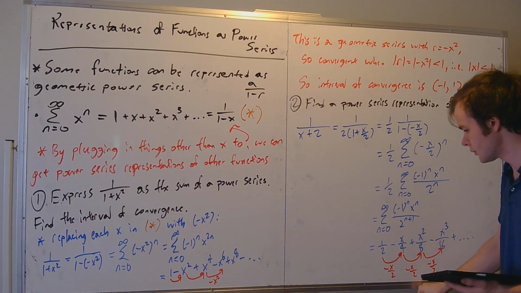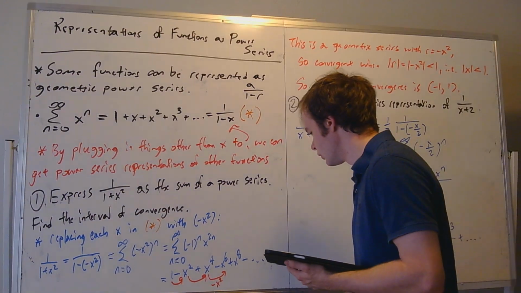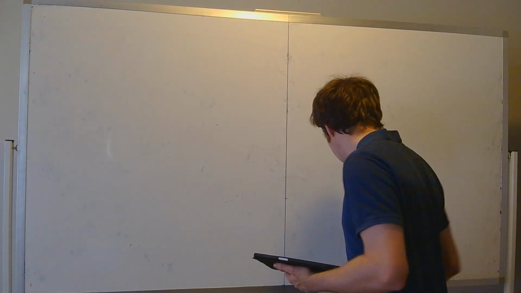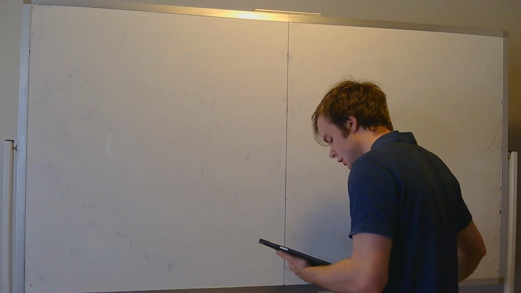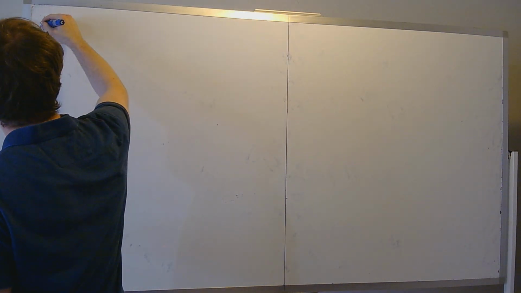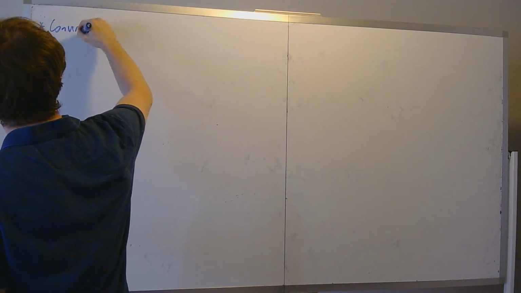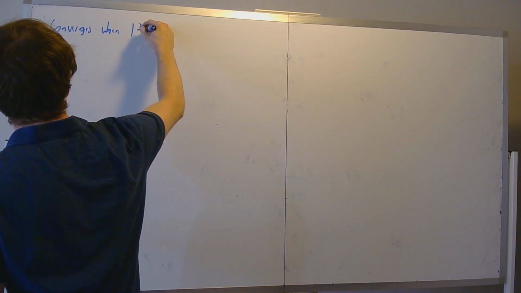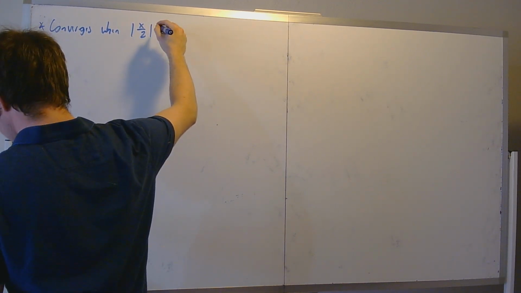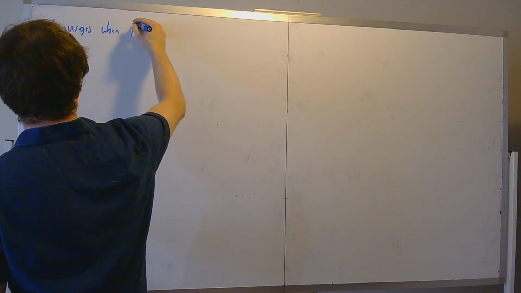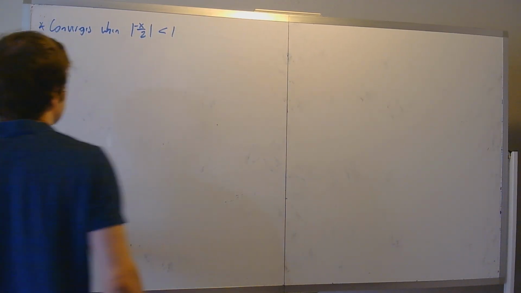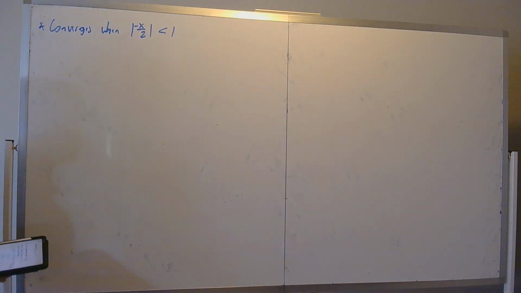So let's flip to a different page here. So we saw that was our common ratio. So we can say that our series converges when the absolute value of negative x over 2, which was our common ratio, is less than 1. Right, so we just have to figure out when this is true.